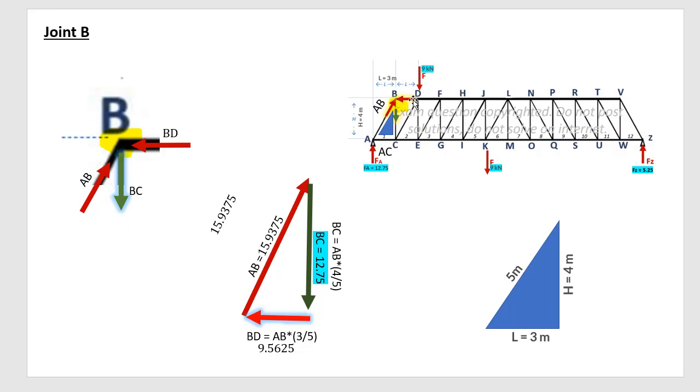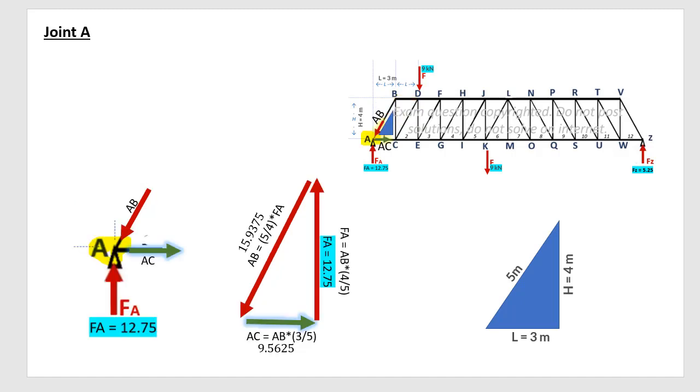And BD over here is again going to be in compression. And these are, again, 3, 4, 5 triangles. So we have 15.9, and this is what we solved for before, and 12.75, and you'll see it's the 12.75 that we had at the support. This is going to come rippling through the structure. So 12.75 coming down, 9.56 coming over. I haven't written any equations for this new joint. It is the same numbers and the same ratios that we had before.